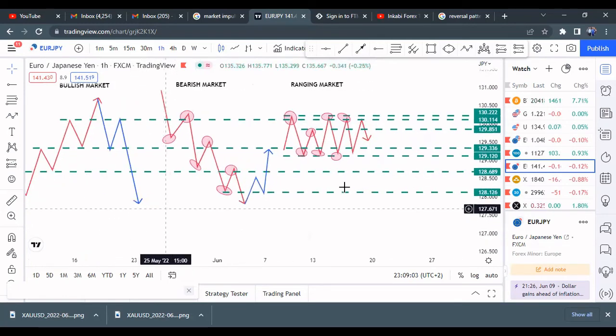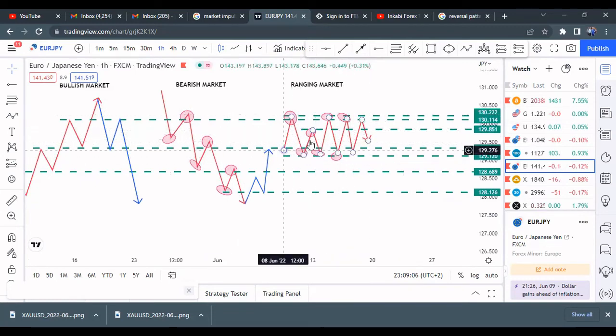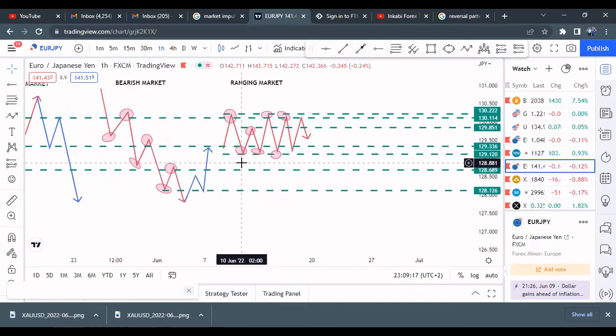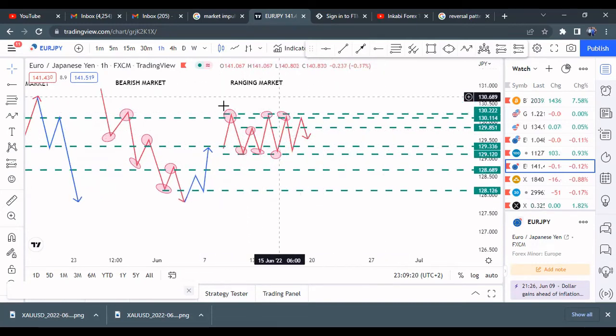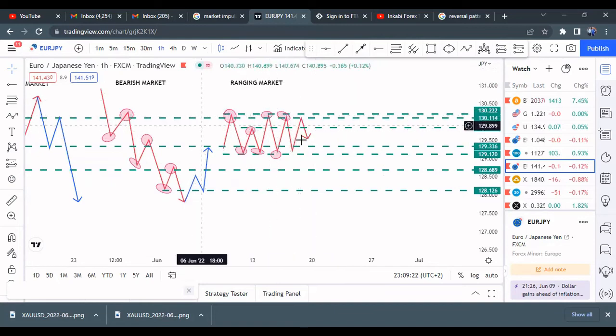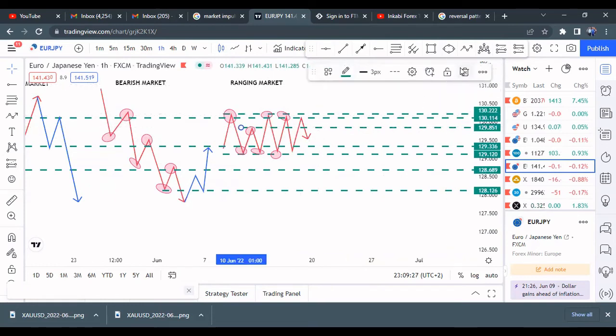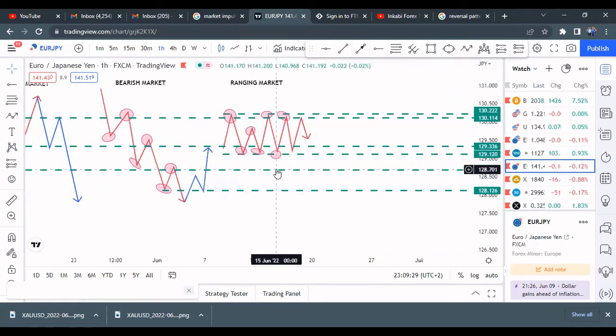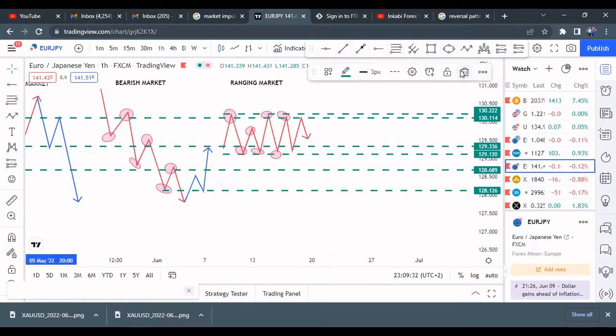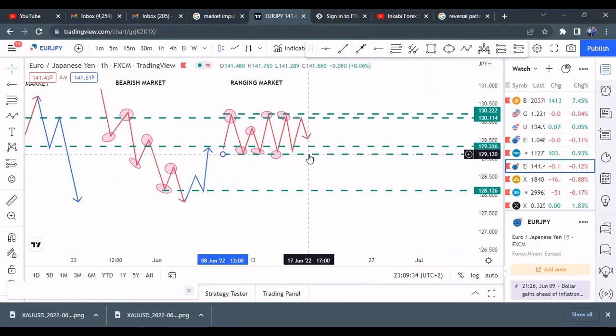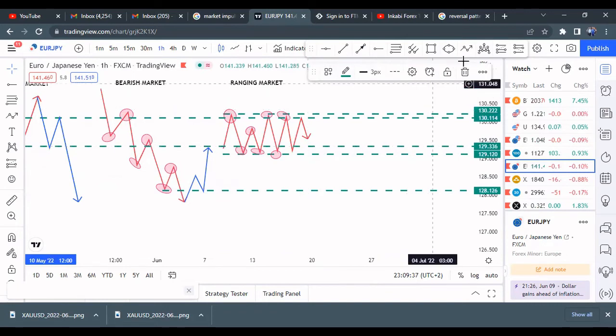Right. So in a ranging market, I won't be discussing a lot about it, but what I could show you is what you should expect when it's coming to an end, right? In order for you to know that this market which is ranging is coming to an end, I think that's the most important thing to know. When is it ending?